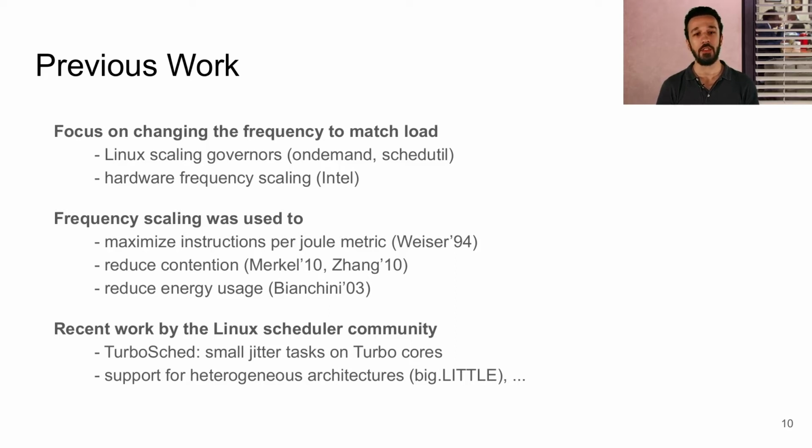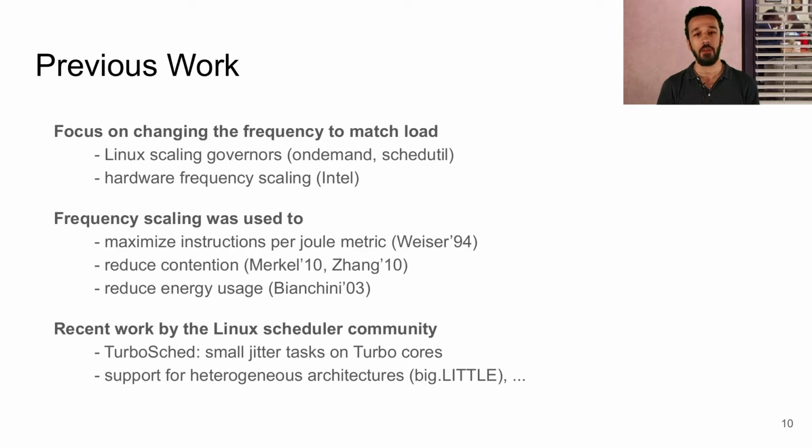It uses metrics such as the number of retired instructions to determine the current load and infers a frequency. Academic works propose to use dynamic frequency scaling for different goals, such as maximizing the number of instructions executed per joule consumed, reducing contention on shared resources like caches by slowing down CPUs, or reducing energy usage, mainly for embedded systems. Up until recently, not much has been done in terms of frequency awareness in the scheduler.